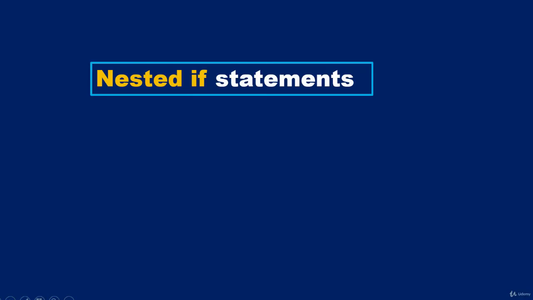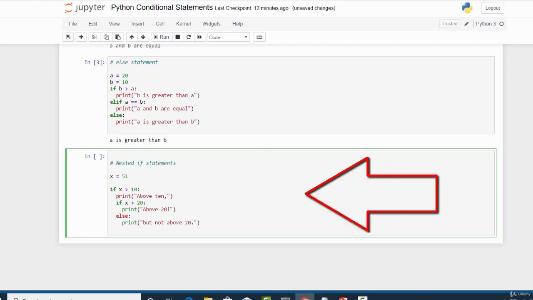We also have what is called a nested if statement, which is basically an if statement embedded inside another if statement. I have added a block of code into this cell to illustrate how the nested if statement works. So I've got a variable X, which has a value of 51. And I've got my first if statement, which is checking if X is greater than 10. That is going to evaluate to true. So the print statement above 10 is going to be printed.